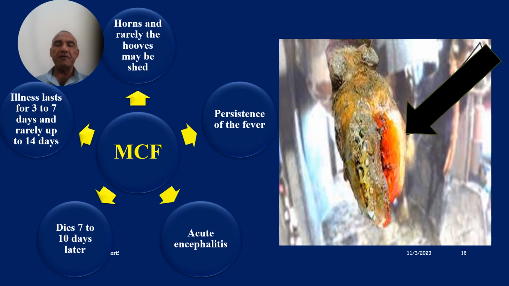Persistence of the fever from the beginning up to the end. Acute encephalitis, which causes the nervous manifestations. Death is reported 7 to 10 days after the first signs. The illness lasts for 3 to 7 days and rarely up to 14 days.